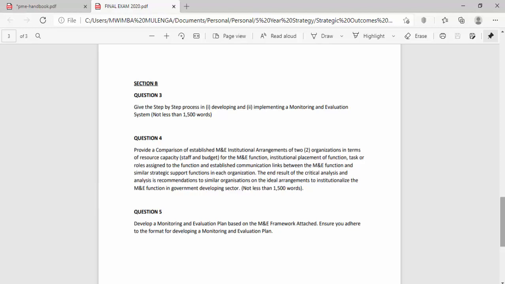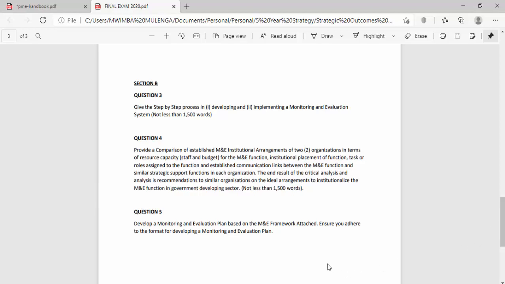Provide a comparison of an established M&E arrangement in terms of resource capacity. This is another question which needs you to think critically about the different models when it comes to M&E institutional capacity. The ideal arrangement is that you should have a manager or a director of an M&E department. But because monitoring and evaluation is sometimes not given the attention it deserves, the structures can be compromised. Sometimes it's not because people are not paying attention, but because there's no money. So you have to be able to compare and contrast the ideal situation with the situation where people are struggling to sustain an M&E system.